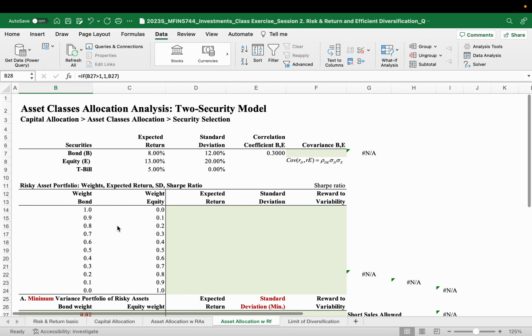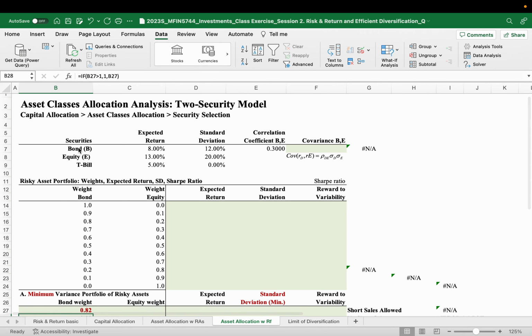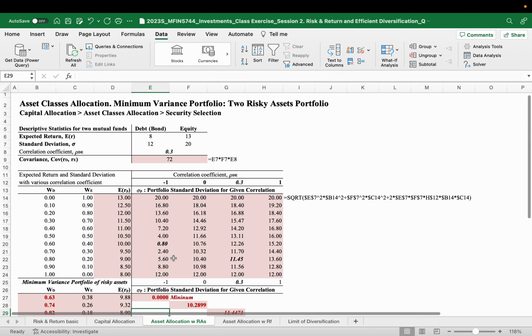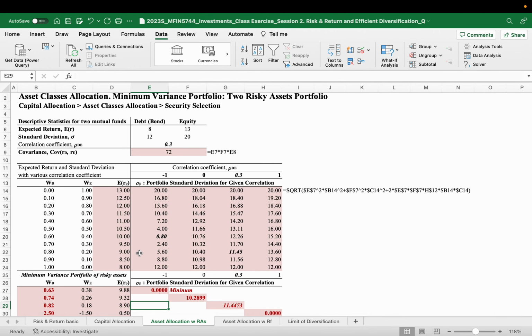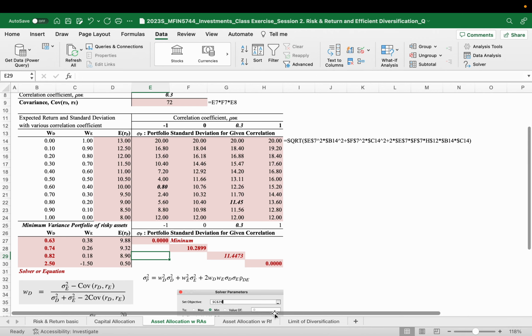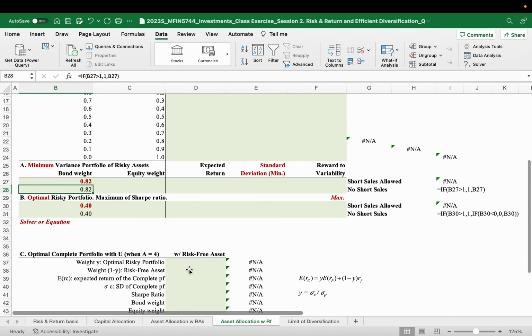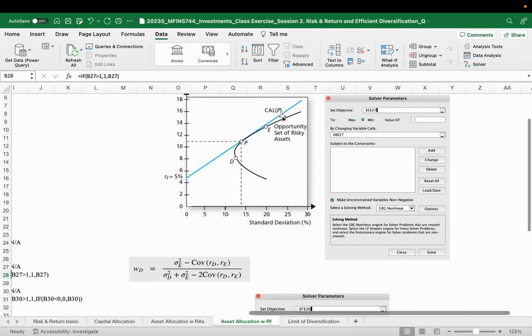Let's discuss the asset class allocation model with two securities. With two securities here, bond and equity, we'll find the optimal risky portfolio to maximize the Sharpe ratio. For the asset allocation model of the risky asset, we didn't cover the optimal level of the standard deviation and the excess return. But here we want to develop this model to find this optimal risky portfolio, which is this point, right?